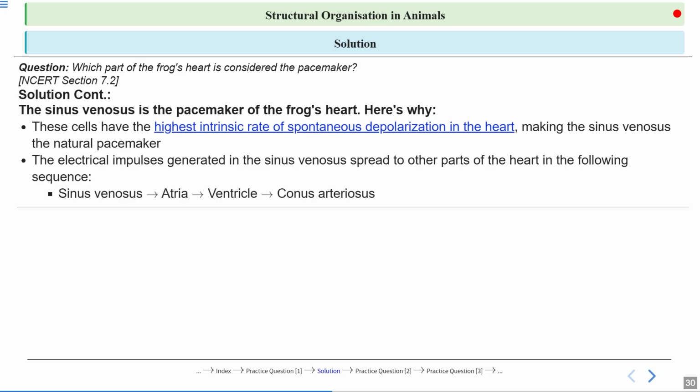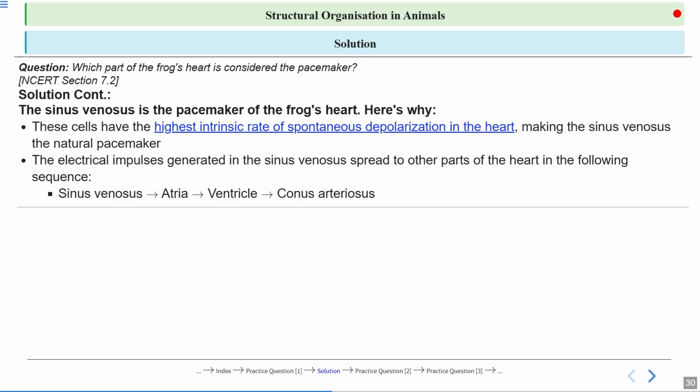In the case of humans, we have nodal tissue, the SAN node and AV node, right? There the SAN node works like a pacemaker, okay? But here in the case of frog, the sinus venosus is the pacemaker.